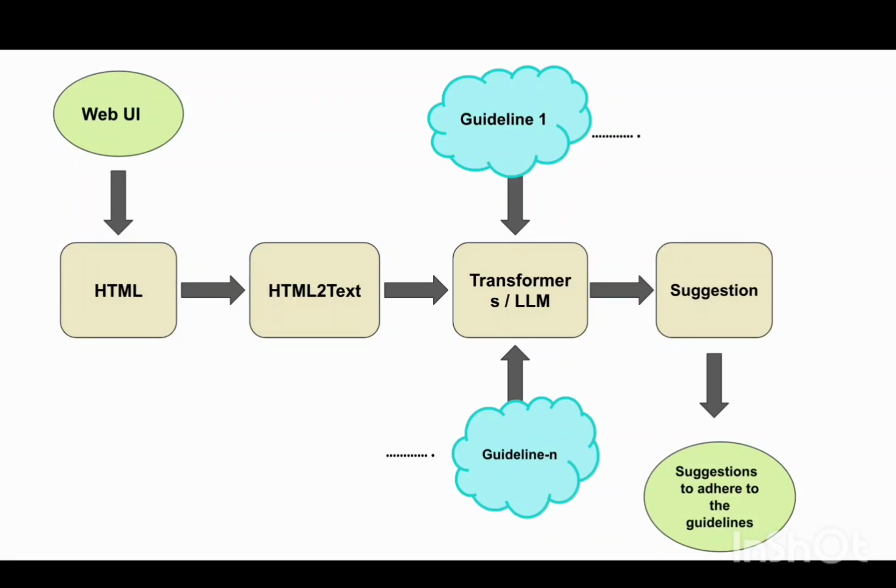We have a web UI through which the HTML of the web page or the UI is presented, and then we are converting it using our own custom model, HTML to text. Once the text is there, the description of the HTML, basically, let's say if the HTML has a nav bar and it's blue in color, and the text says the same thing, this we present to the transformer or the LLM that we have trained on all the guidelines that are there. Now, the expectation is that it gives us suggestions so that we adhere to these guidelines.